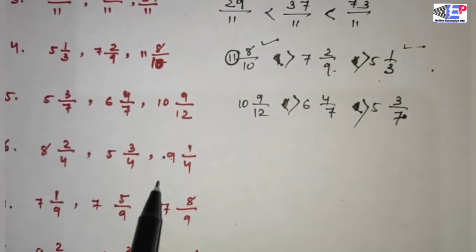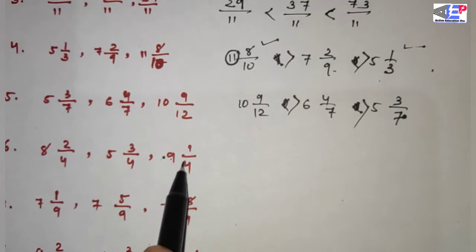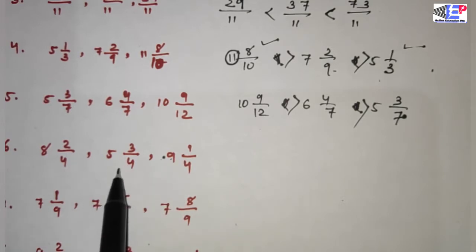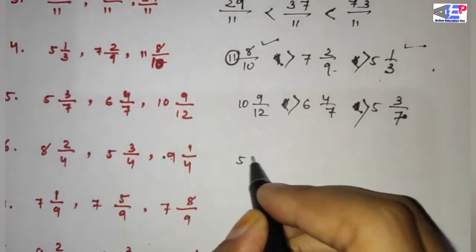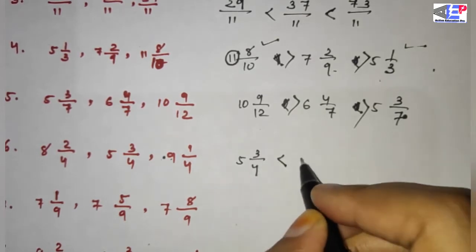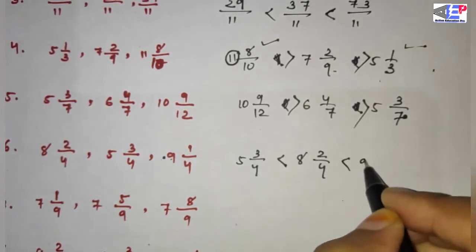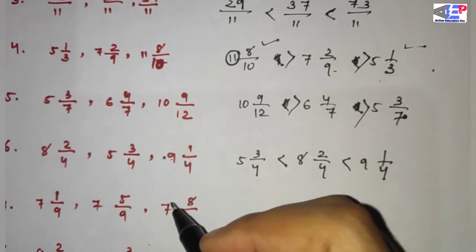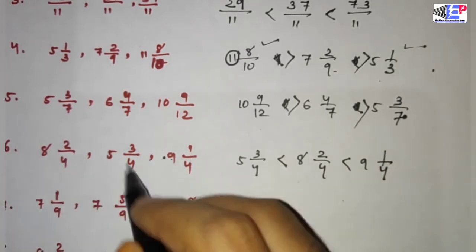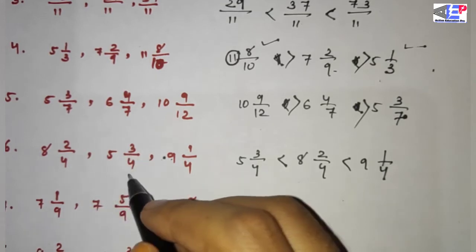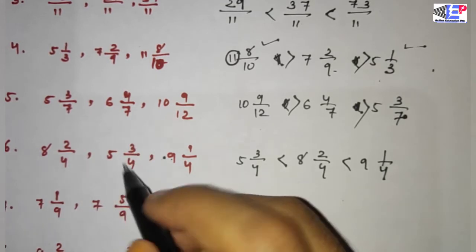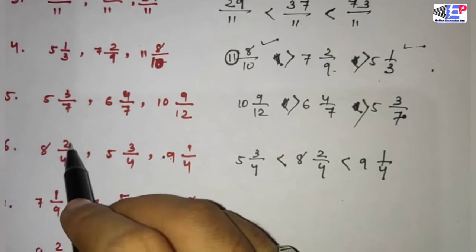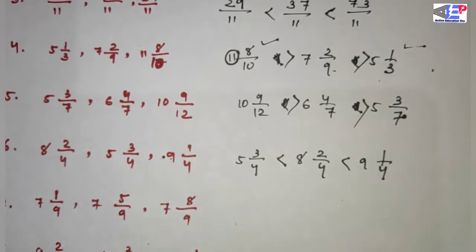Then question number 6, which has the greater value, 9 1 by 4, and the smallest value is 5 3 by 4. So you have to look at 5 3 by 4, then 8 2 by 4, 9 1 by 4. Look here, if you compare the numerators of these fractional parts, these are not complete fractions, these are the fractional parts of mixed fractions. All these three are mixed fractions, and 2 by 4, 3 by 4, and 1 by 4 are the fractional parts of these mixed fractions.